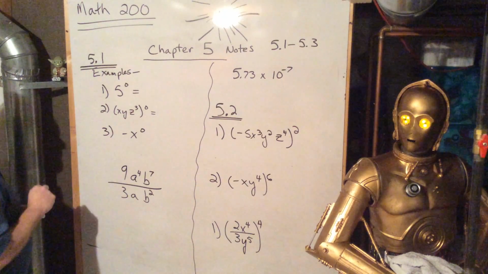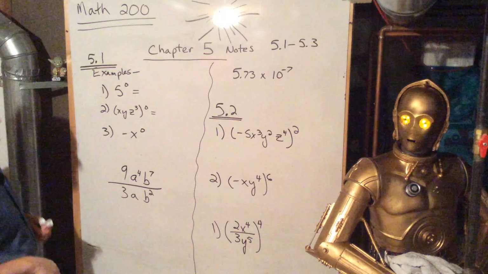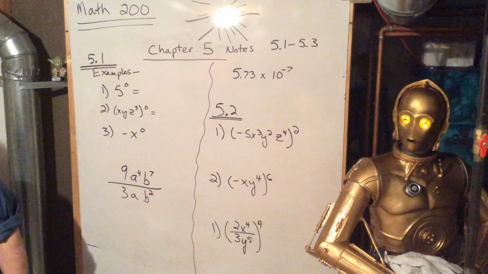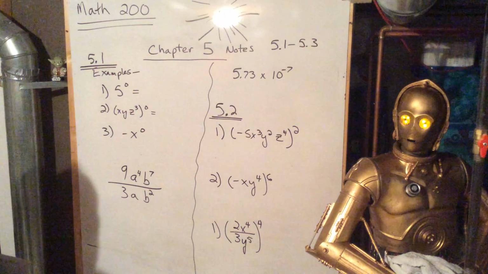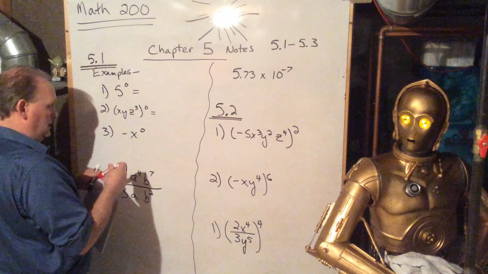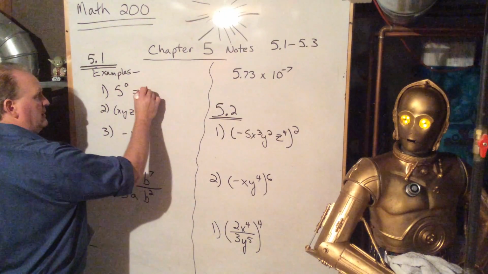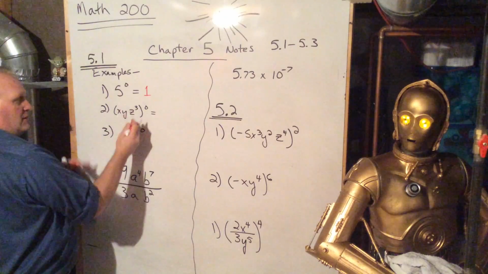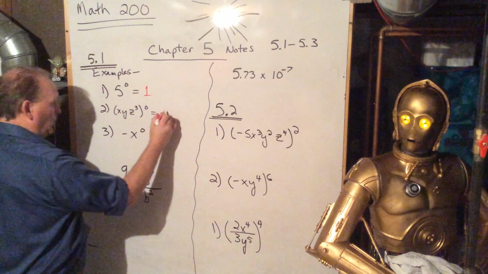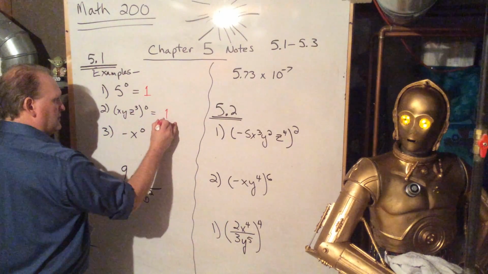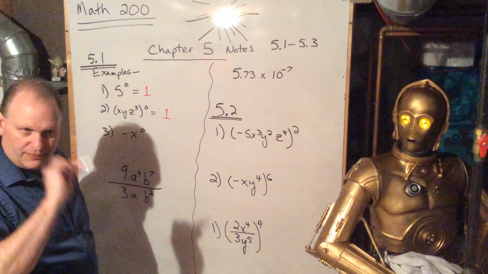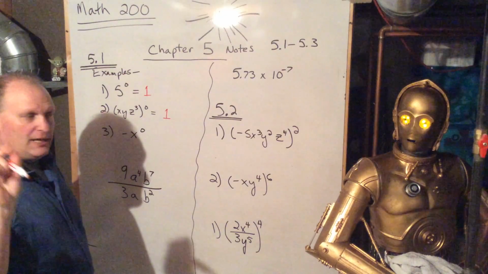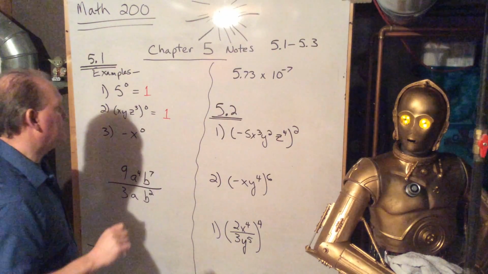So on 5.1, let's take a look at the first page. We're talking things to the 0 power. So anything to the 0 power is 1, no matter what. So if I say 5 to the 0 power, that's 1. If I say x, y, z to the third in parentheses to the 0 power, that's 1. Anything to the 0 power is 1. You can even put it in your calculator: you put 7 and then do the little caret and to the 0 power and hit enter and it'll kick out 1. Anything to the 0 power is 1.